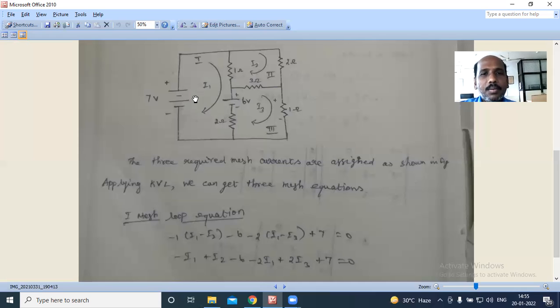For example, the 7 volt battery. How can I know whether it is supplying or getting charged? Getting charged means it is considered as a load, and we should give a negative sign for that. How do we find out? By using our assumed current direction. We assumed this mesh current direction, I1. I assumed it in the clockwise direction.